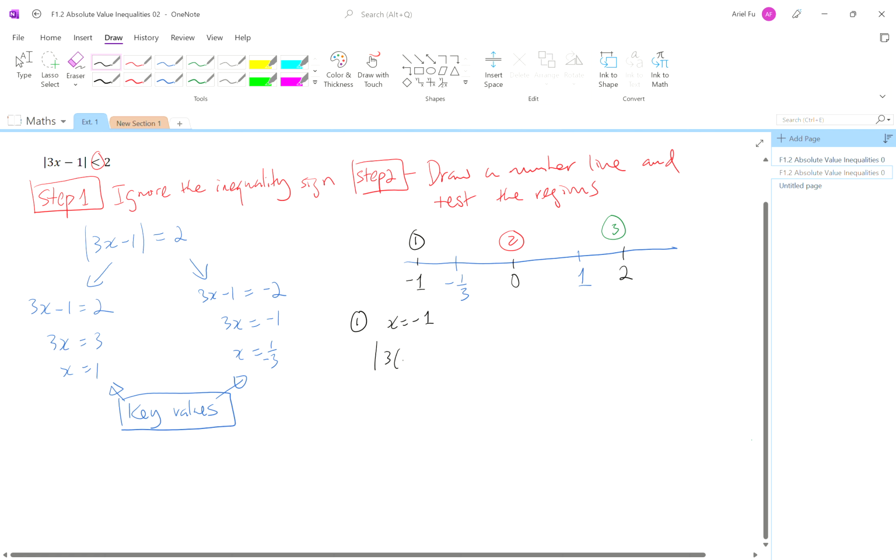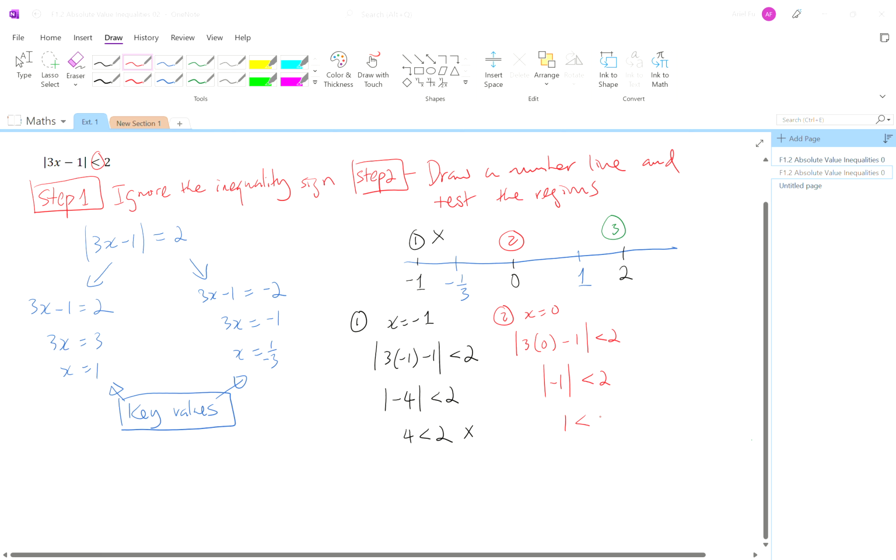So the absolute value of 3 times negative 1 minus 1, is that less than 2? That's what I'm trying to see. On the left hand side, this is the absolute value of negative 4 is less than 2. The absolute value gets rid of the negative sign, so is 4 less than 2? No, I do not want this section. For the second section, when x equals 0, I substitute it back into the original inequality. 3 times 0 minus 1, is that less than 2? That makes the absolute value of negative 1, which is positive 1, and 1 is less than 2. That is correct.